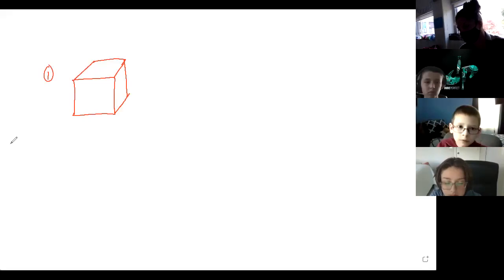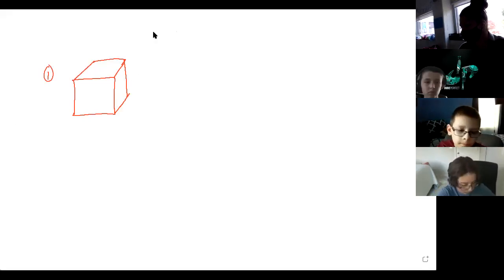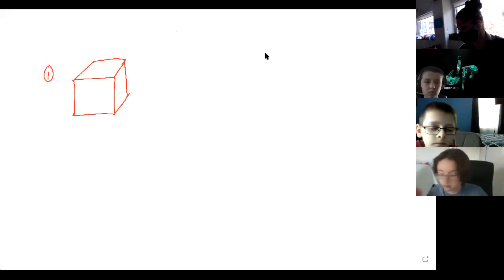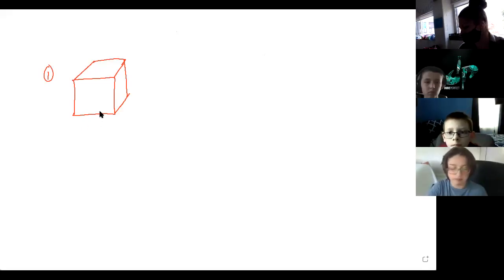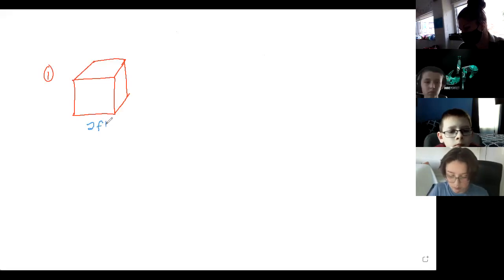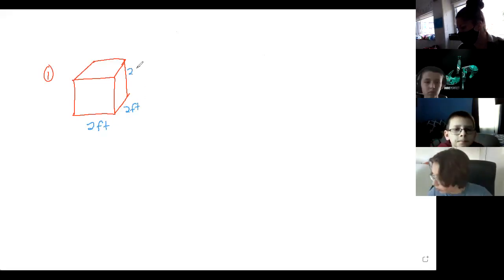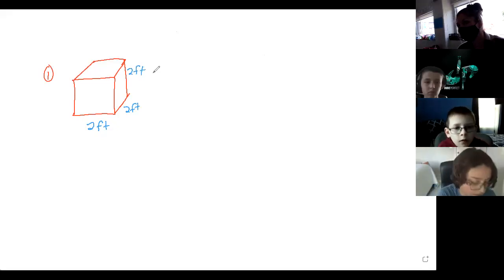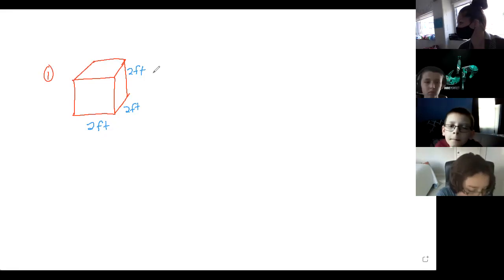Yes. And let's add the dimensions now of that cube. So for number one, each of the faces of the cube were 2 feet, right? So the length, the width, the height were all 2 feet. And that's the cool thing about a cube, every single edge is congruent. And so this is really easy to unpack.